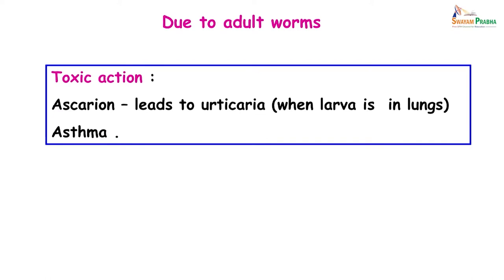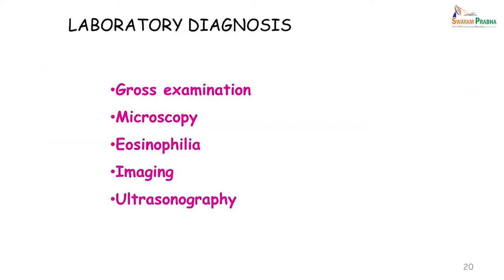The toxic action due to adult worms is as a result of a toxin called ascarion, which can lead to urticaria, and this is especially seen when the larvae are present in the lungs, and sometimes patients may present with asthma. Okay, how are we going to diagnose a roundworm infestation?